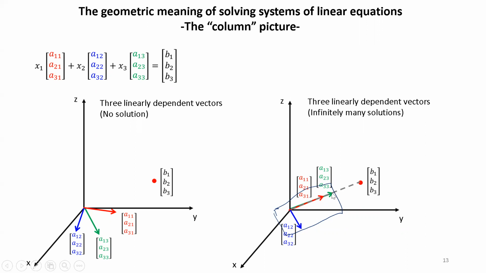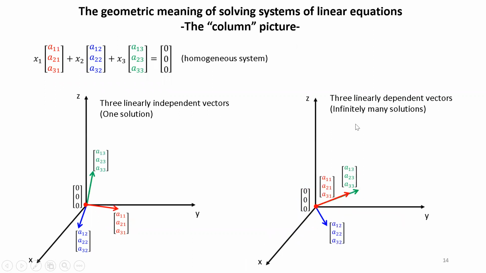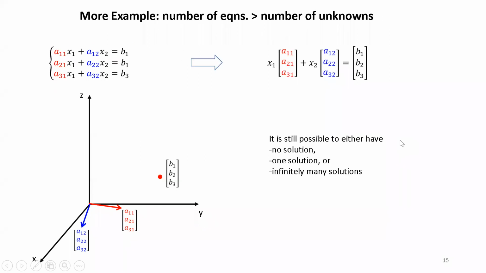Same argument that I talked to you about: you can take your green to go really far away, but then take the negative of the red to go back to this point. So many different possible combinations. So, no solution or infinitely many solutions. I think I repeated this too many times already. This time, for the homogeneous system, using a similar argument, you see that it either has one solution or infinitely many solutions.